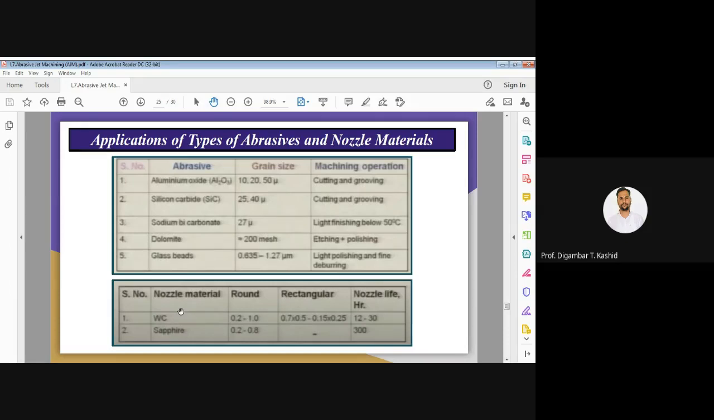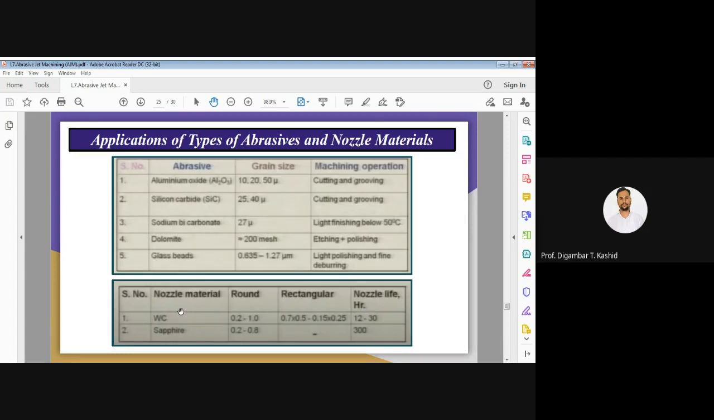Again, the nozzle life is normally mentioned in hours. This statistic is from the literature survey carried out in the advanced machining book. Nozzle life in case of tungsten carbide is quite low, as you can see in the slide: 12 to 30 hours only. If your nozzle is made of tungsten carbide, then its life will be 12 to 30 hours, and in case of sapphire, it is 300 hours.